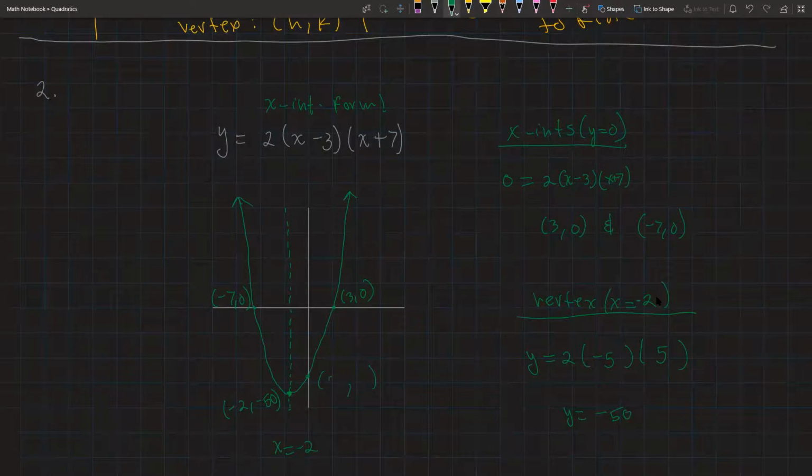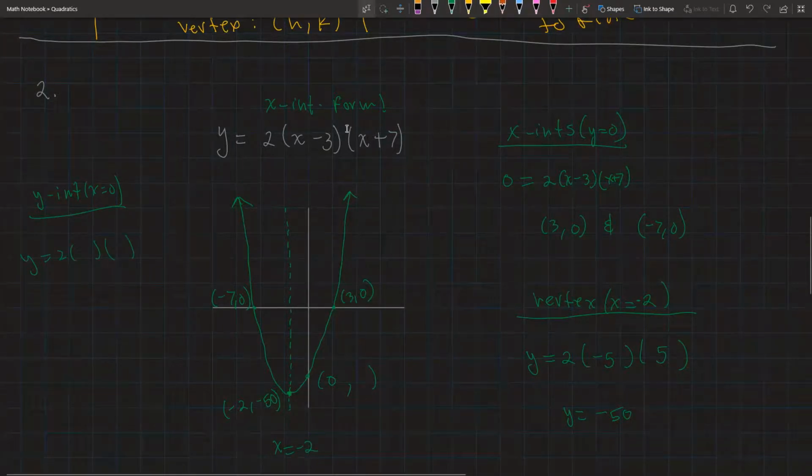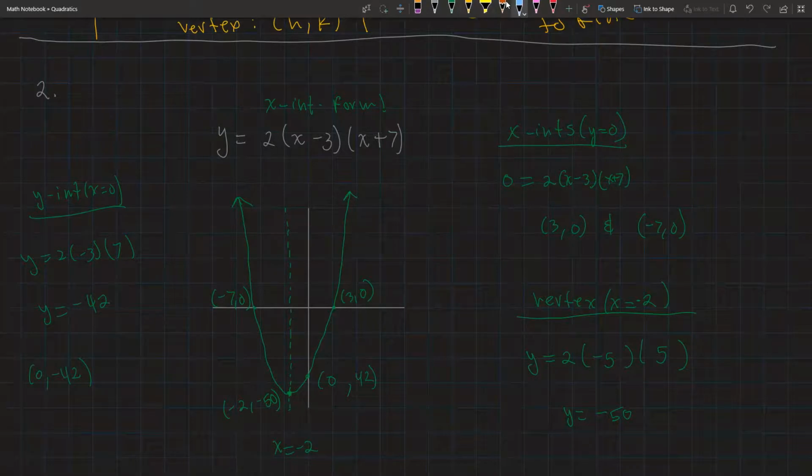Now we need to figure out this point. Remember, the x value is 0, and we're almost done. We know that for the y-intercept, x is equal to 0. So therefore, y equals 2 times something times something. And this is pretty easy. 0 minus 3 is negative 3. And 0 plus 7 is 7. So the y value should be negative 42. Therefore, the point is 0, negative 42. And we can figure out the matching point of symmetry to the y-intercept, which is negative 4, comma 42.